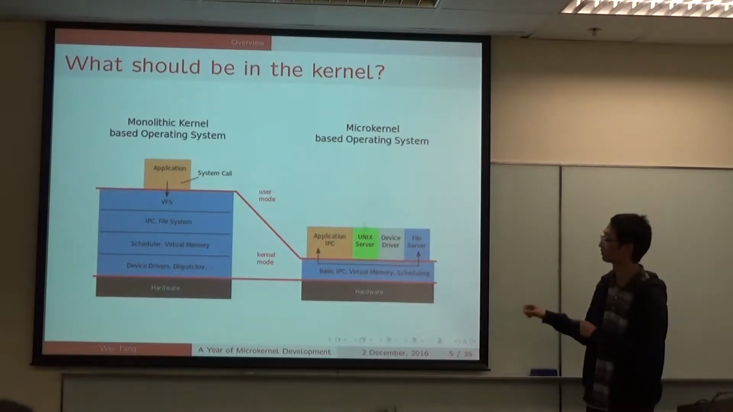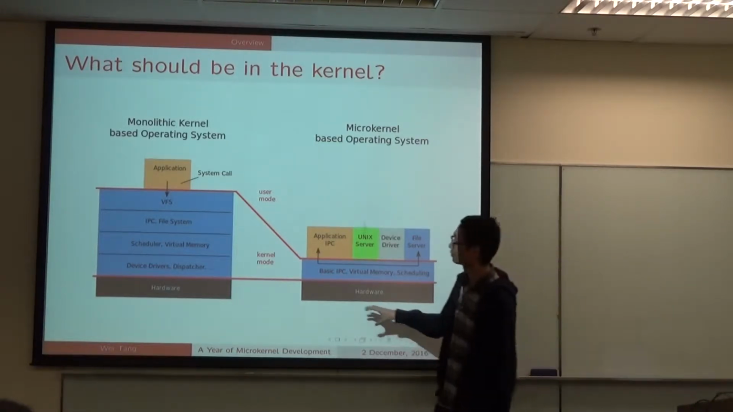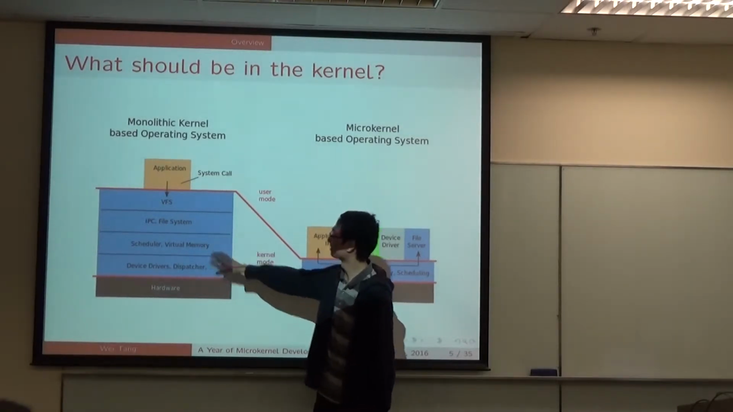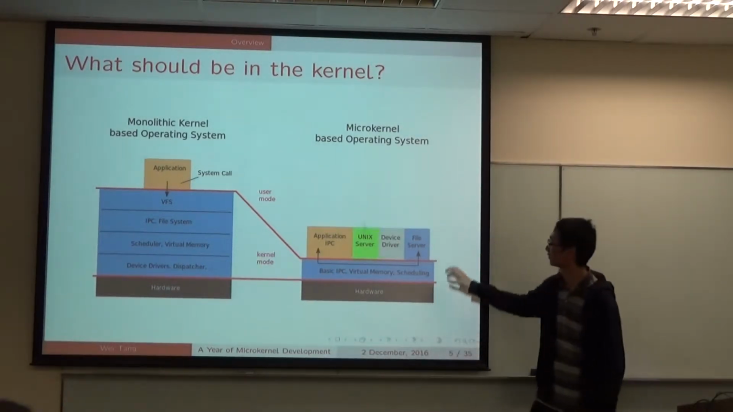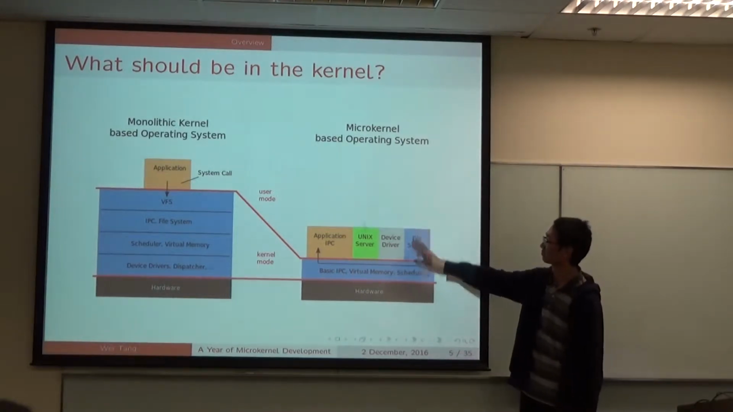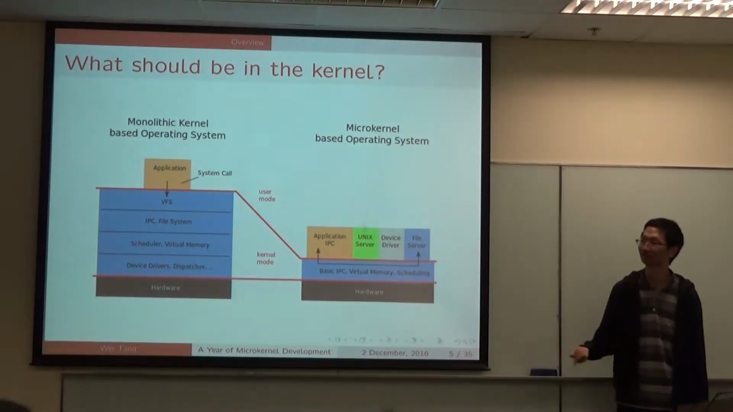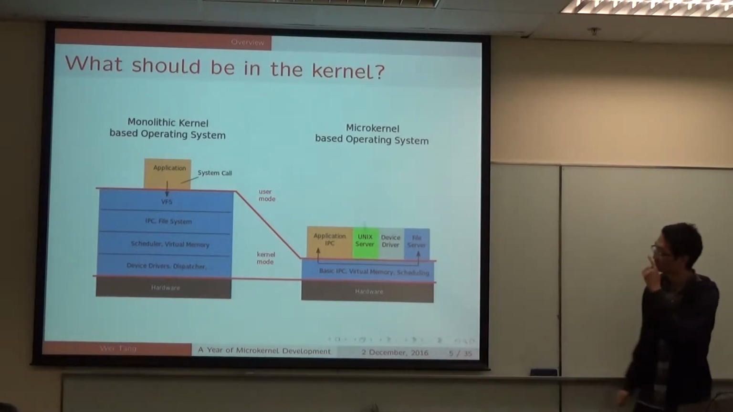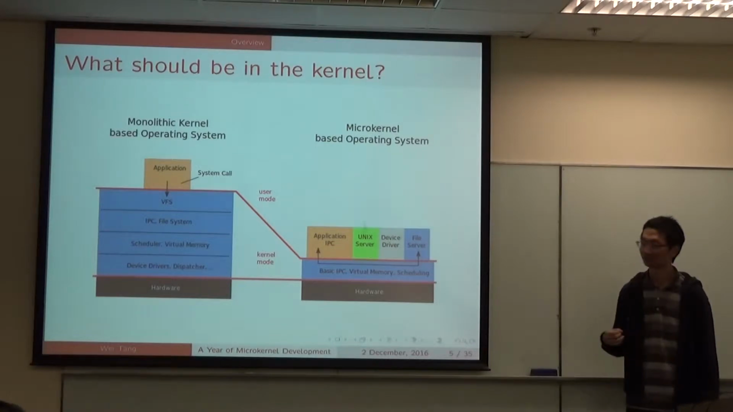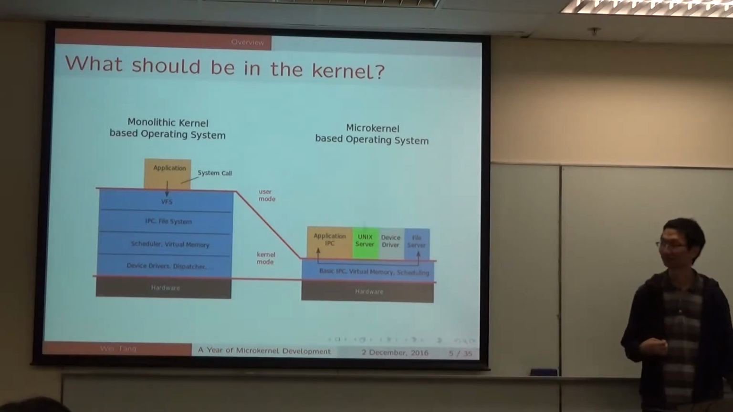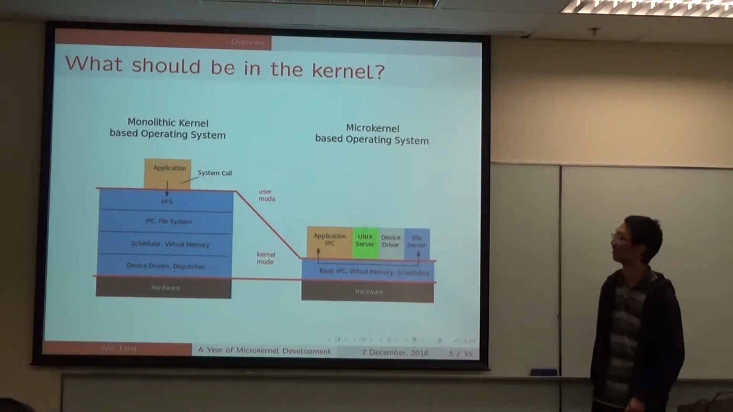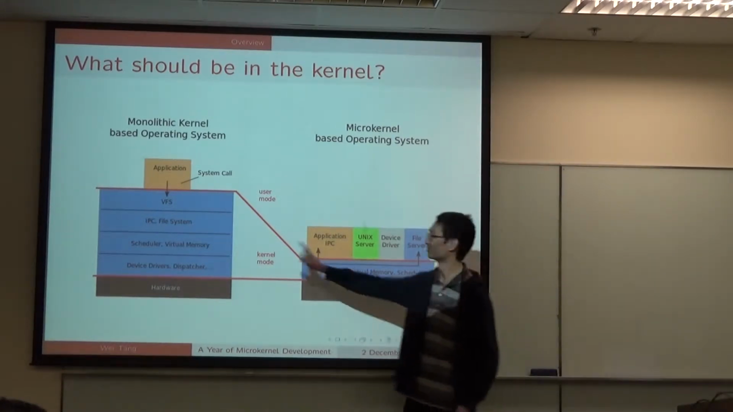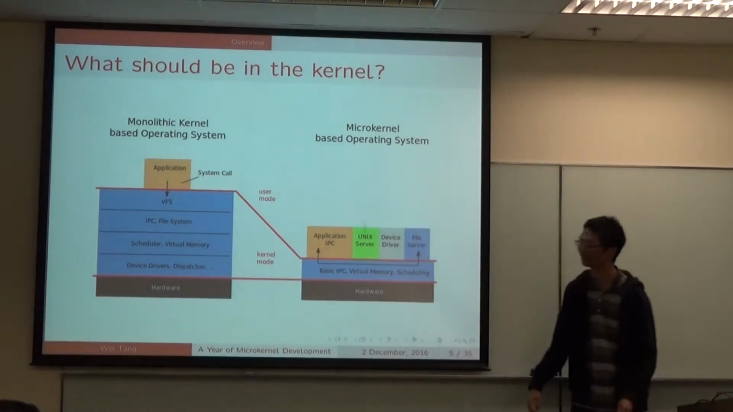The advantage of this is that if you have a bug in this part, your kernel will just die. But if you have a bug in this part, your kernel will continue to run; you probably just need to restart those processes. There are also some safety reasons, and this is also a hot topic in research.